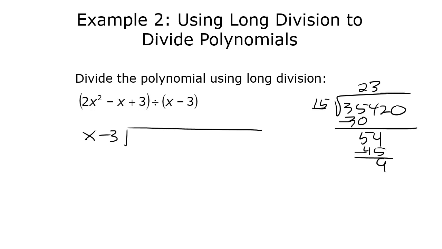Can't go into 9, so I bring down my second one. It can go into 92. How many times can it go into 92? 6 times. 6 times 15 is 90. Subtract it, leaves me with 2. Bring down the 0. It can go into 20 once. 1 times 15 is 15. Subtract it, remainder of 5. So there's my answer with remainder of 5.